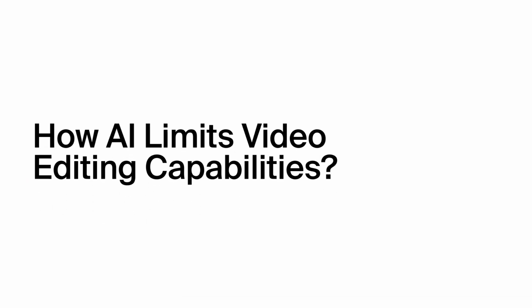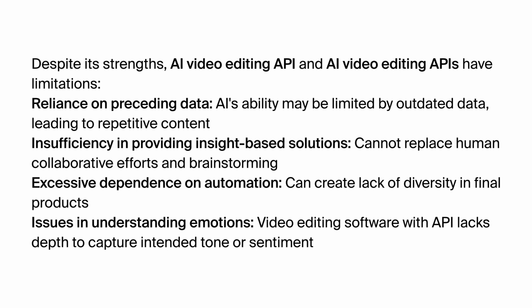How AI limits video editing capabilities. Despite its strengths, AI video editing API and AI video editing APIs have limitations. Reliance on preceding data. AI's ability may be limited by outdated data, leading to repetitive content. Insufficiency in providing insight-based solutions cannot replace human collaborative efforts and brainstorming. Excessive dependence on automation can create lack of diversity in final products. Issues in understanding emotions. Video editing software with API lacks depth to capture intended tone or sentiment.